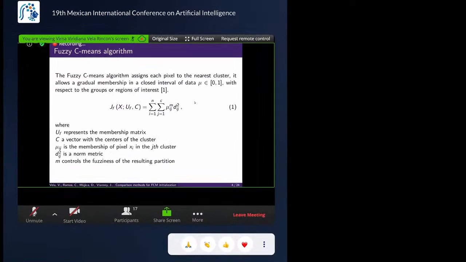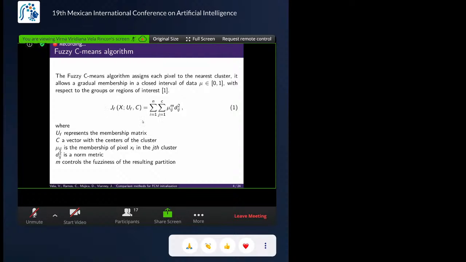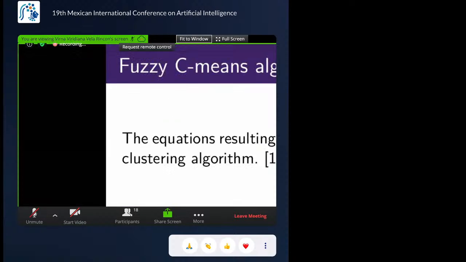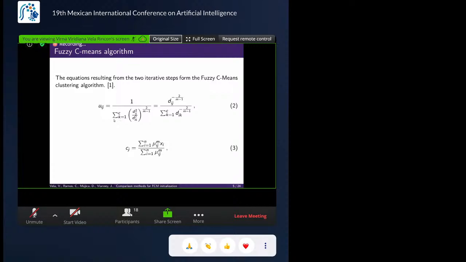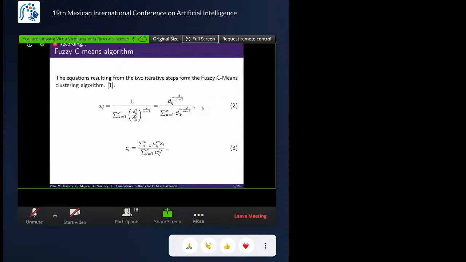As I mentioned before, the fuzzy C-means algorithm assigns each pixel to the nearest cluster with a membership degree between 0 and 1, and the objective function is based on the sum of the square distance. To be optimal, it is necessary to minimize it in two steps. First, we need to find the update equations. The degrees of membership are optimized by setting the parameters of the groups, and then the prototypes of the groups are optimized by setting the degrees of membership. The equations resulting from the two iterative steps form the fuzzy C-means algorithm.